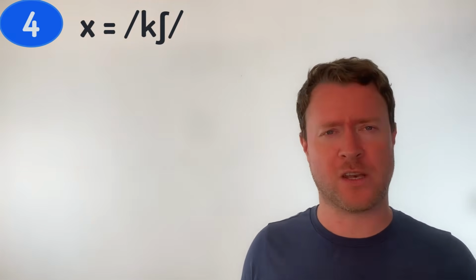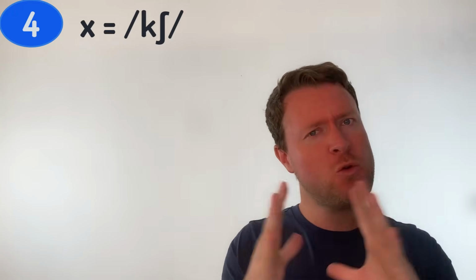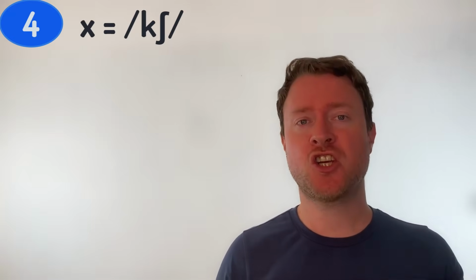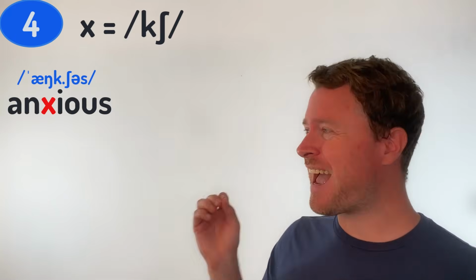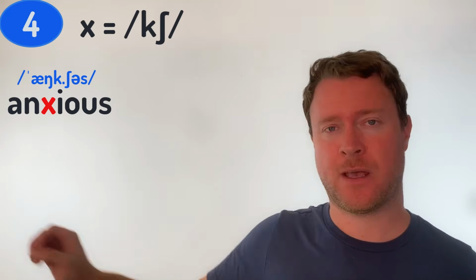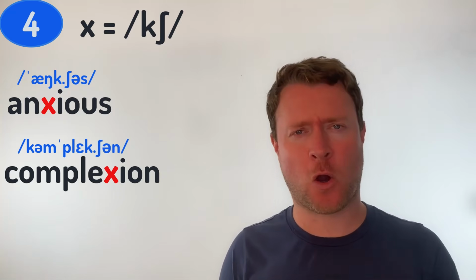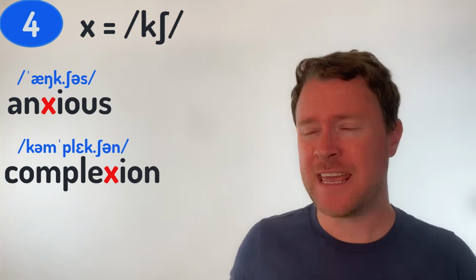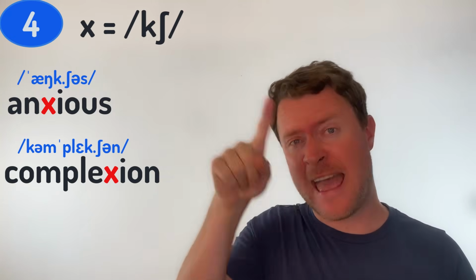Okay, now the fourth way that we can pronounce the letter X in English is another difficult pronunciation. It's as a ksh. It's actually two sounds combined. It's that k and sh. Look at words like anxious, or complexion. Here, the letter X is acting like a K followed by S and H.